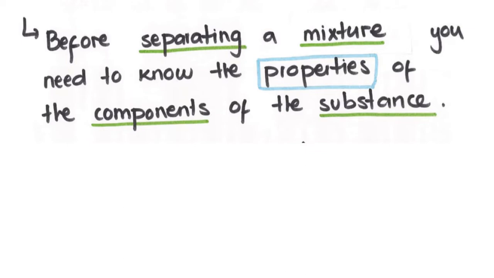So before separating a mixture, you need to know the properties of the components of the substance. Before you separate the mixture, you need to know what it is made of, because that is going to give you an indication of what type of technique you can use to separate that mixture.